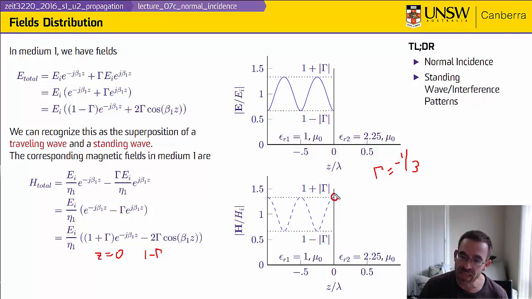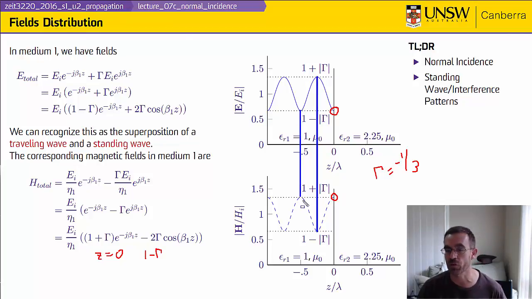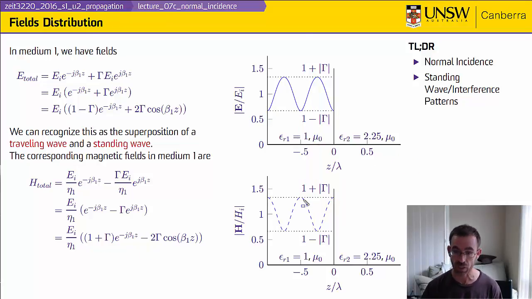And we see that my magnetic field has a maximum at the interface. My electric field has a minimum at the interface. 1/4 wavelength away, my magnetic field has a minimum, and my electric field has a maximum. And then another 1/4 wavelength away, I have an electric field minimum and a magnetic field maximum. So the standing waves for the electric and the magnetic field are actually out of phase with each other. And you saw this in standing waves on a transmission line as well. So the properties of propagation for plane waves that are normally incident are the same as you get on a transmission line.